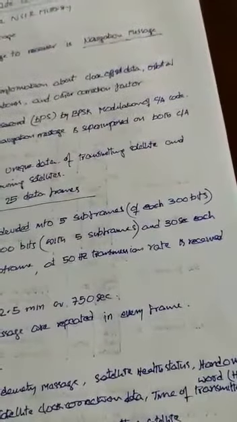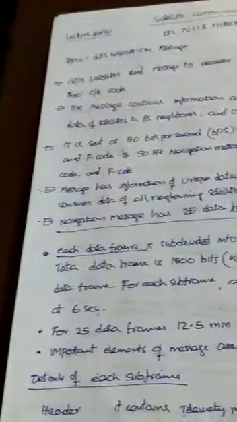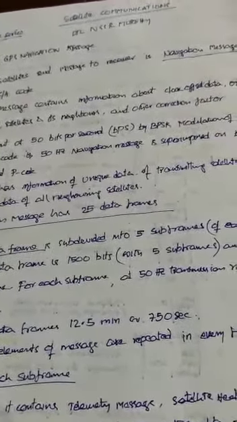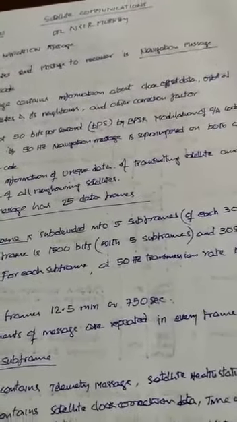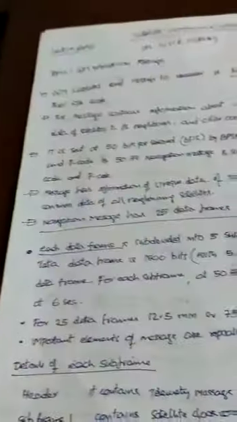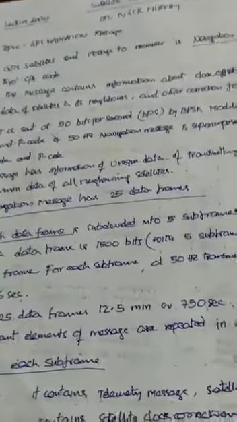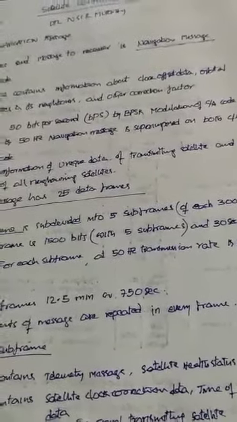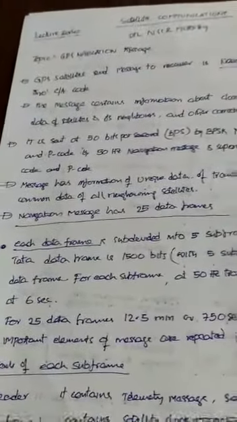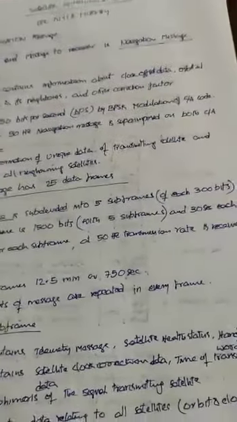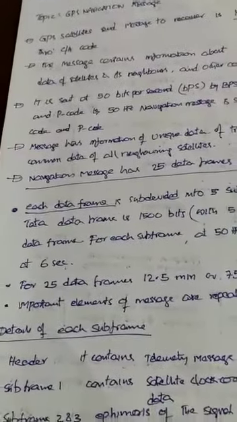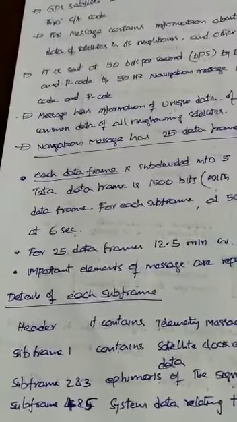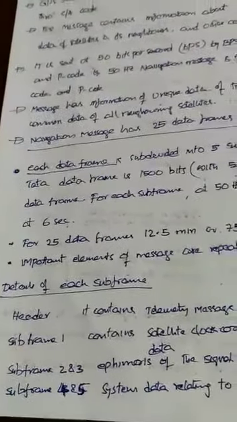So at the 50 Hz transmission rate, each subframe is received in 6 seconds. For 25 data frames, the total time required is 750 seconds, or 12.5 minutes, for the communication of a single navigation message. The important elements of the message can be repeated. In every frame, some frames will contain the standard information about the satellites, so that it will be repeated.